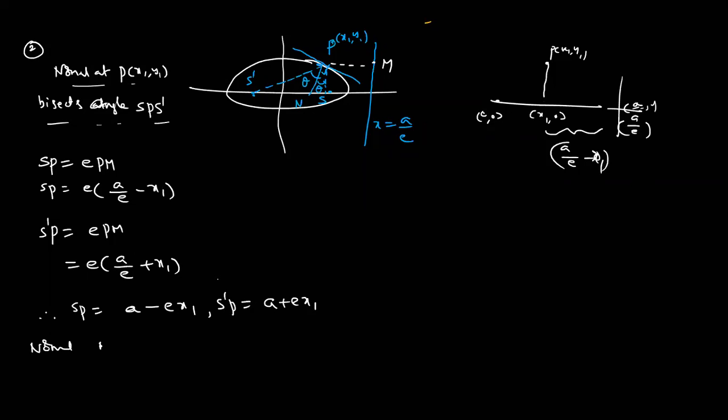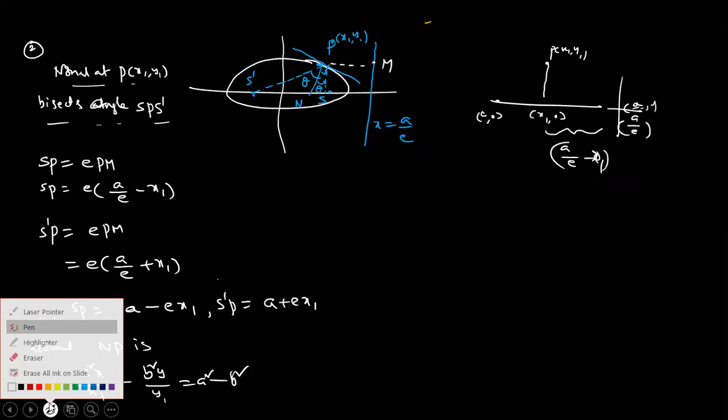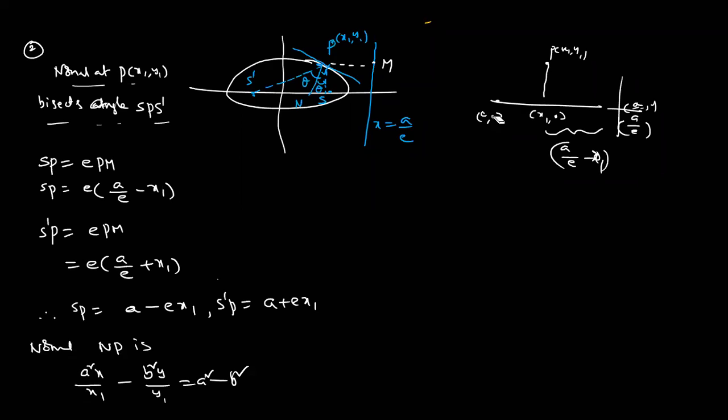Now the normal NP, what is the formula? a square x by x1 minus b square y by y1 is equal to a square minus b square. Consider this normal is passing through the major axis. Major axis means what, dear student? That is the y coordinate is 0. So put y is equal to 0. Then what is your answer?